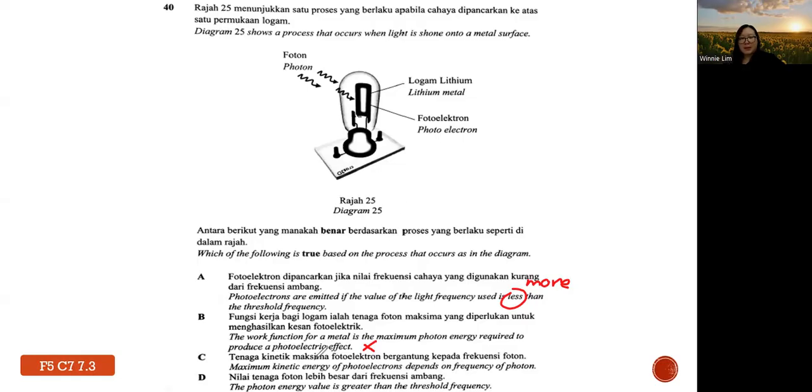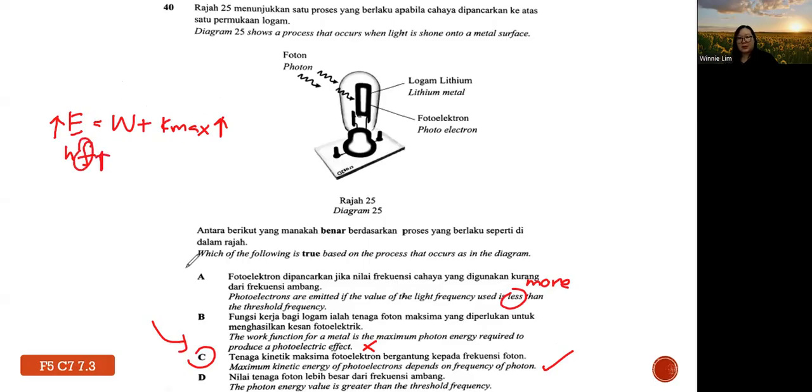Okay, C, maximum kinetic energy depends on the frequency of the photon. Correct. This idea comes from Einstein's equation, where photon energy equals work function plus K max. So your kinetic energy increases when your photon energy increases. This photon energy sometimes equals hf as well. So that's why as f increases, energy increases, K max increases.